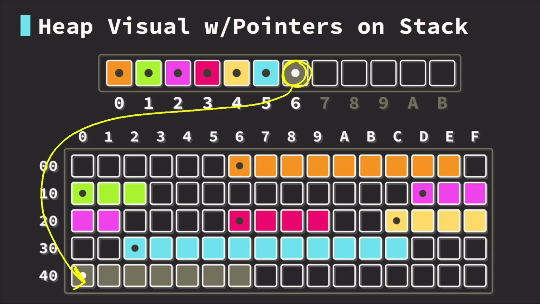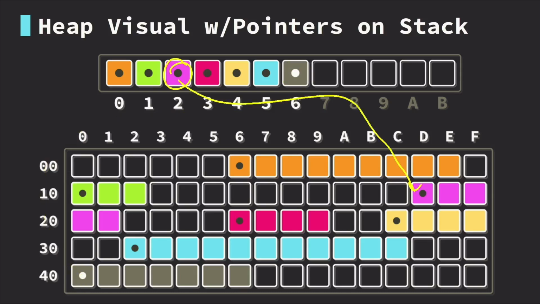This process is called dereferencing. Once the pointer is dereferenced, then the data to which it is pointing can be accessed. So if we were to follow this pink one over to here, we'll end up here in the heap, and then we can use offsets to access each piece of data that's contained within that collection.